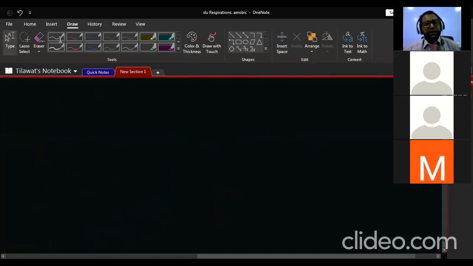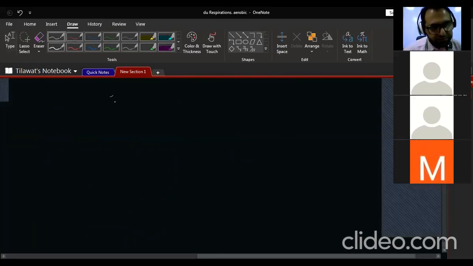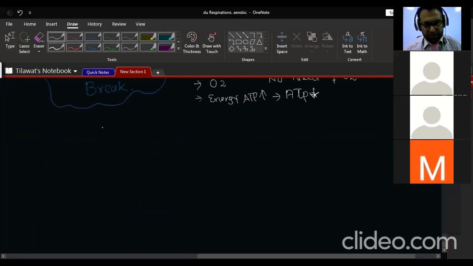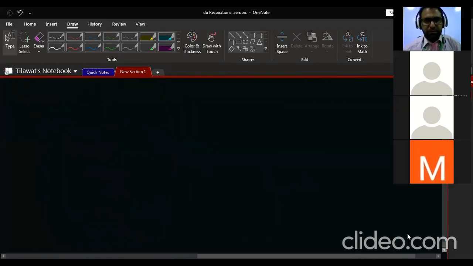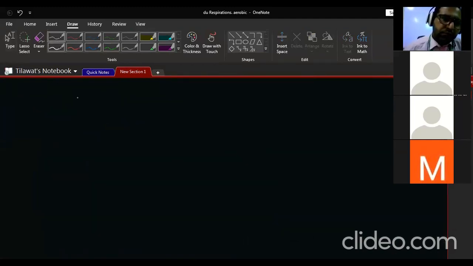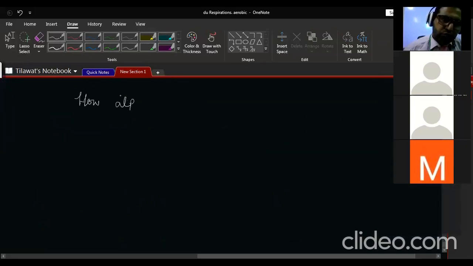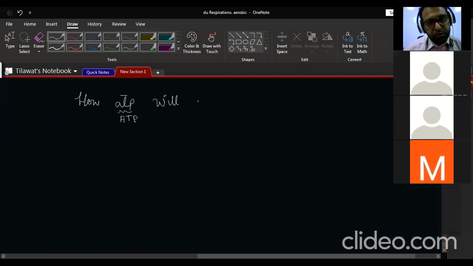So up to here, then we discussed the steps involved in the process of respiration. By the way, then we discussed chemiosmosis, right? How ATP will be produced. Am I clear? How ATP will be produced in a cell.